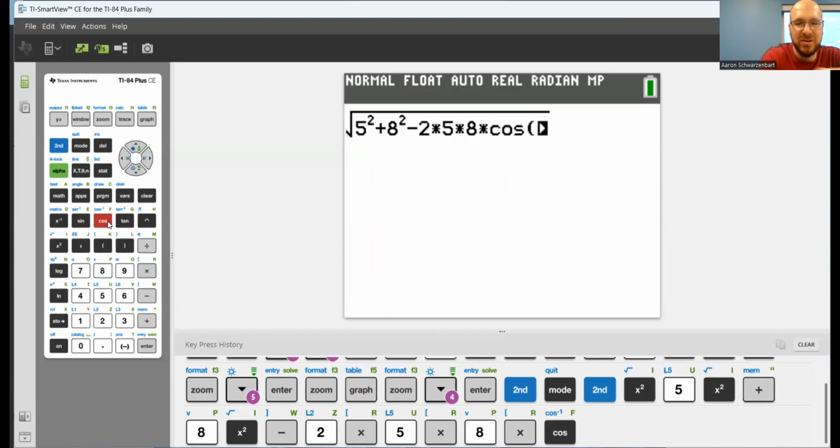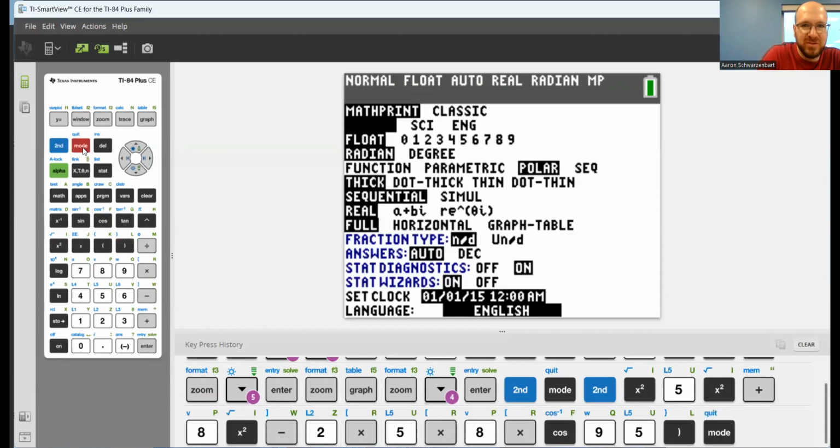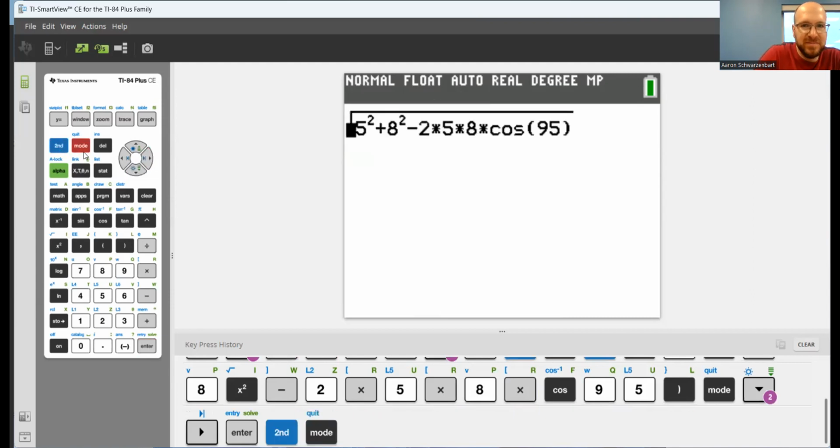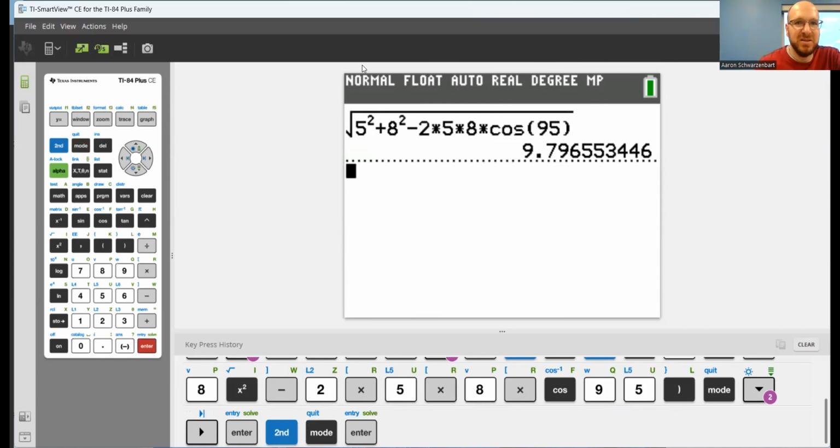Oh, I'm in radian mode. Looking at the top of my screen, it says radian. I'm going to need to change that here. It's probably because I'm in polar graphing. My answer wouldn't have made sense. I would have checked, but it's kind of nice with these CEs. You get this right here telling you your modes.